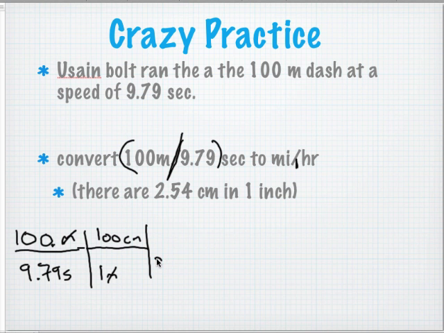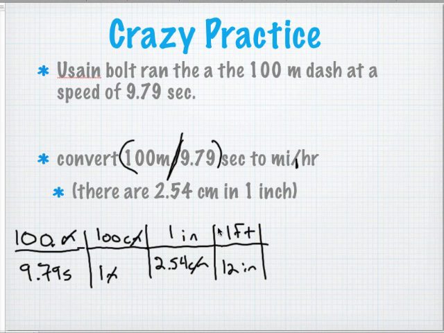Okay, centimeters. 2.54 centimeters is 1 inch. There are 12 inches in 1 foot. Why did we go to feet? Well, because just off the top of my head, I remember how many feet are in a mile. That was just one of those things I remember from 6th grade math. 5,280 feet in 1 mile. So, again, there's another conversion that we're familiar with that will help us get there.